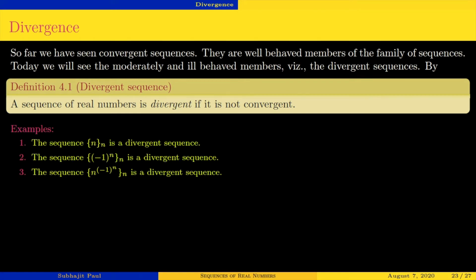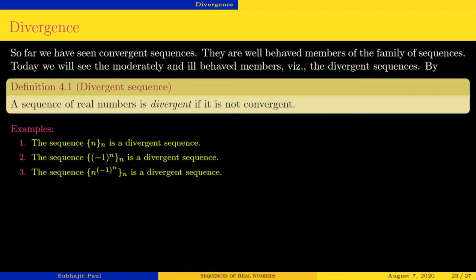So, examples: the sequence of natural numbers is a divergent sequence. 1, 2, 3, 4, 5, 6, 7, 8, 9, 10, it goes on. Fine. The sequence (-1)^n, that is -1, +1, -1, +1, -1, +1. This sequence is a divergent sequence because it is not a convergent sequence. As simple as that. The sequence n^((-1)^n) is also a divergent sequence.